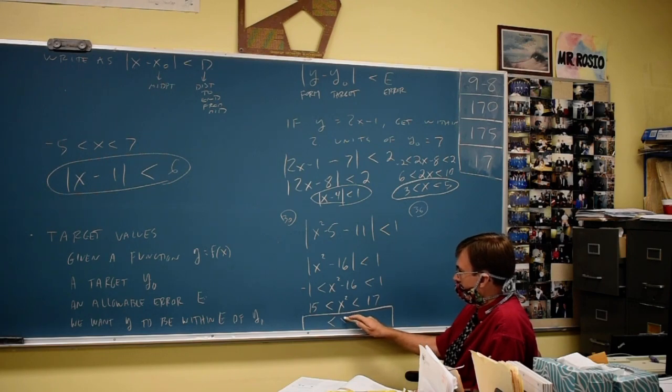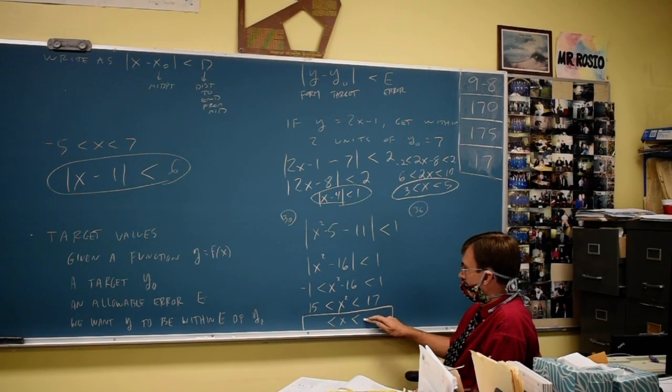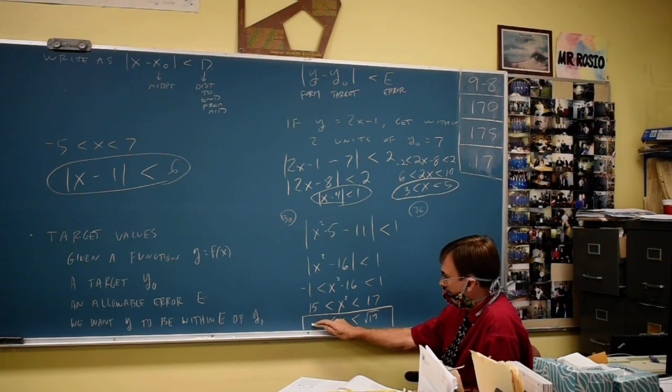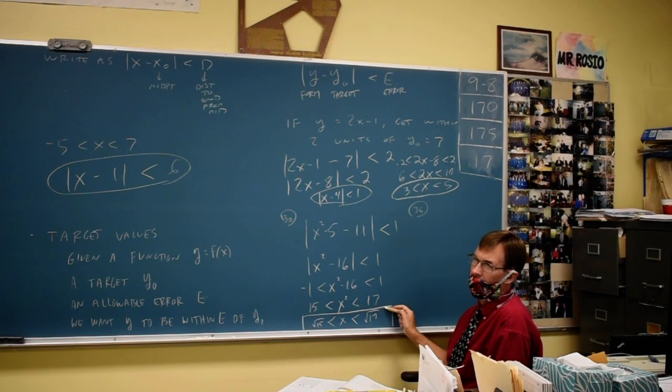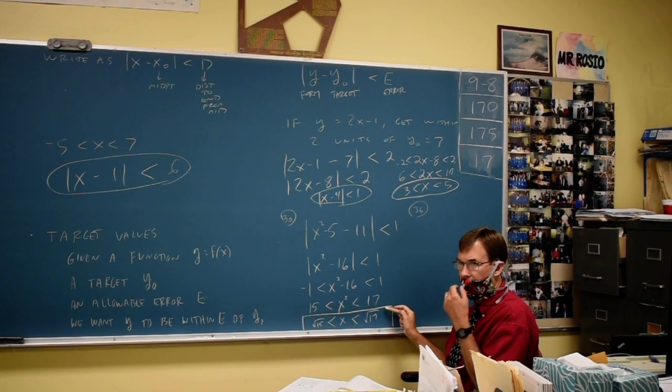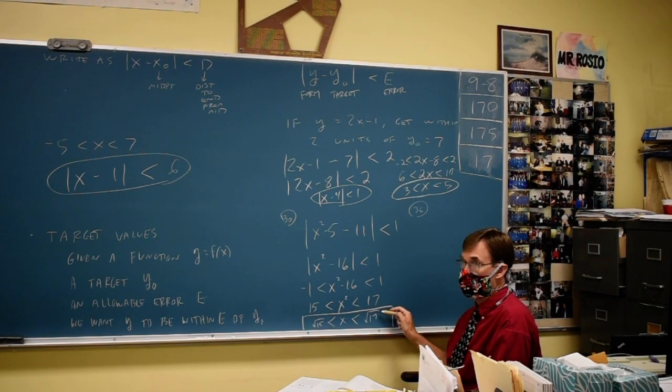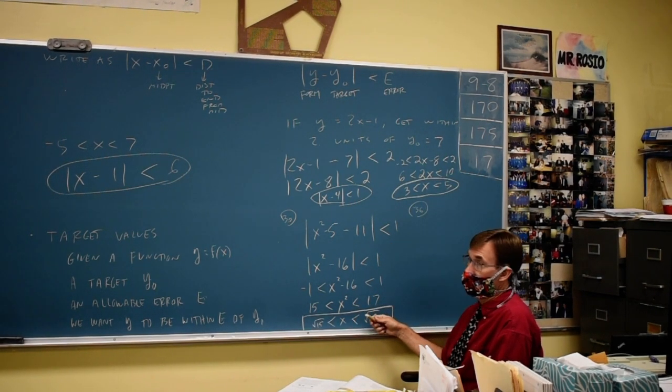Finally, X is between root of 15 and root of 17. What if you had a root of 18? Do 3 root 2. Do something like 3 root 2. You good on that? Yeah. Any question on 30?